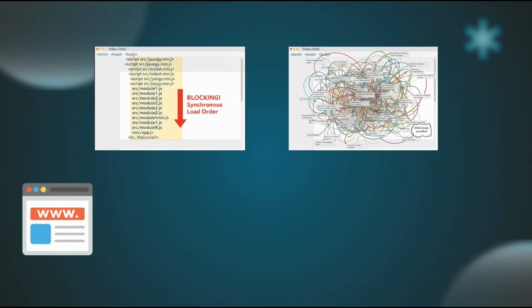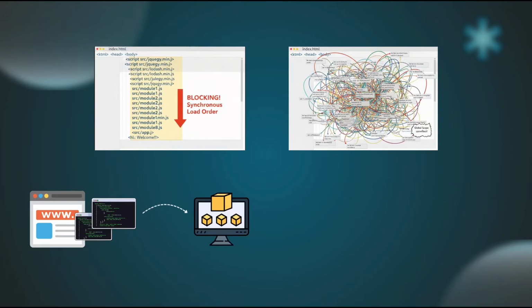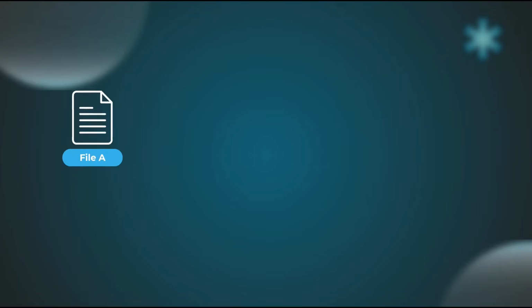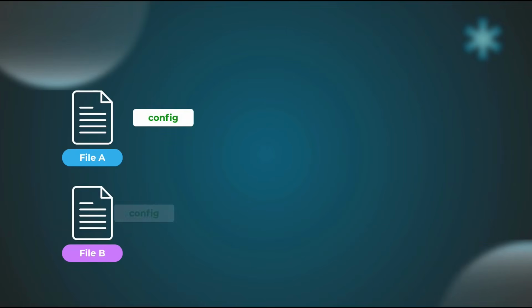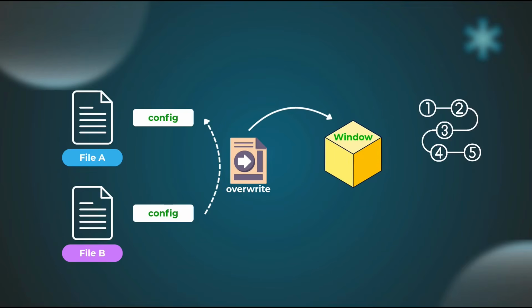In the old days, developers tried fixing this by splitting their code into multiple files and loading them with multiple script tags in their HTML. But this created a huge problem: global scope pollution. If file A defines a variable called config, and file B also defines a variable called config, file B will overwrite file A. Everything is dumped into the global window object, plus you have to load the scripts in the exact right order or your app would crash.